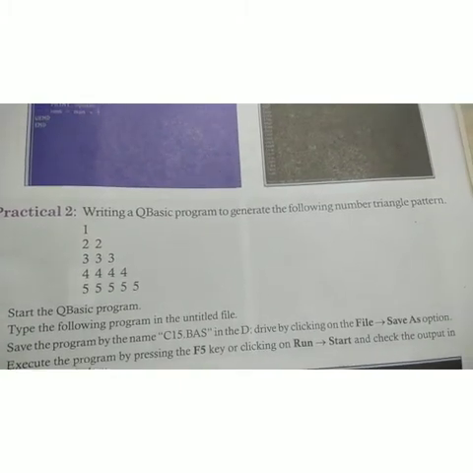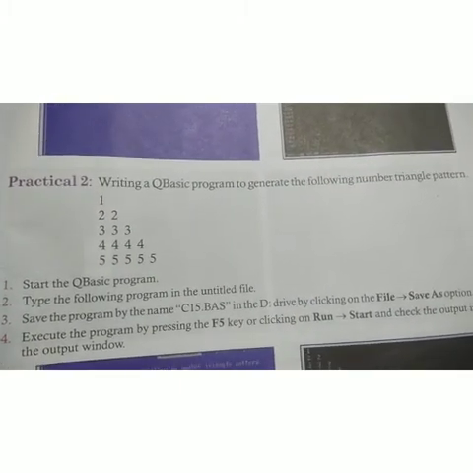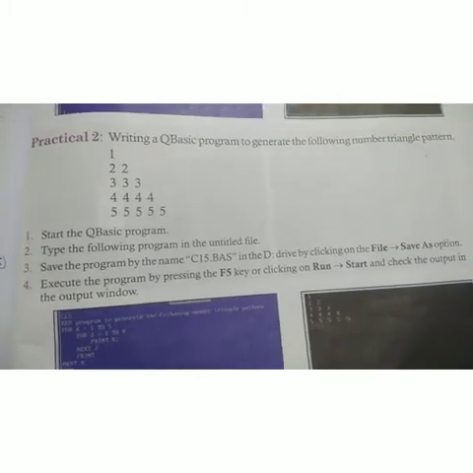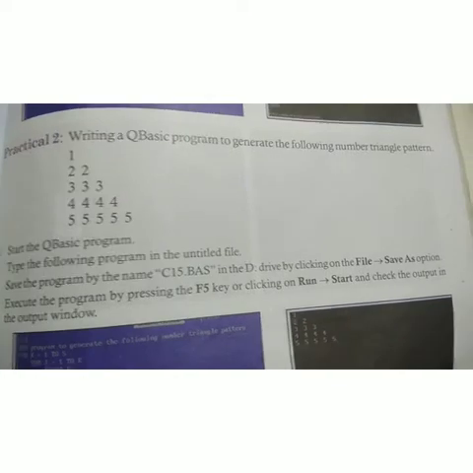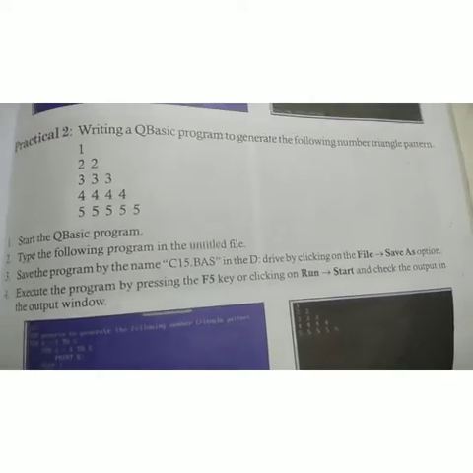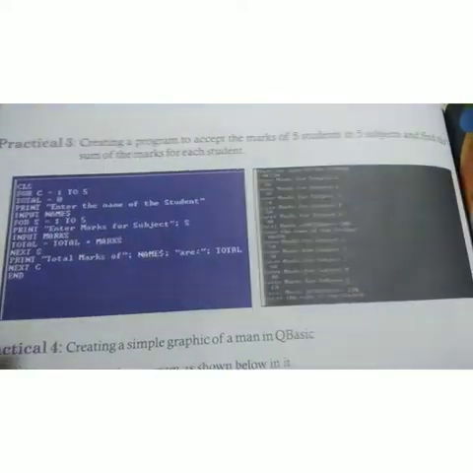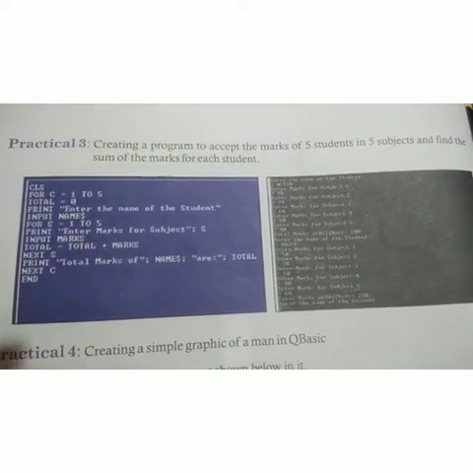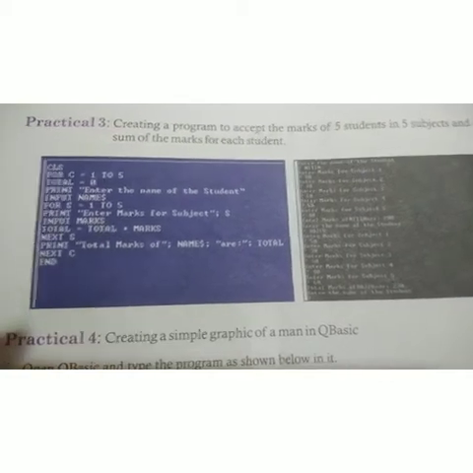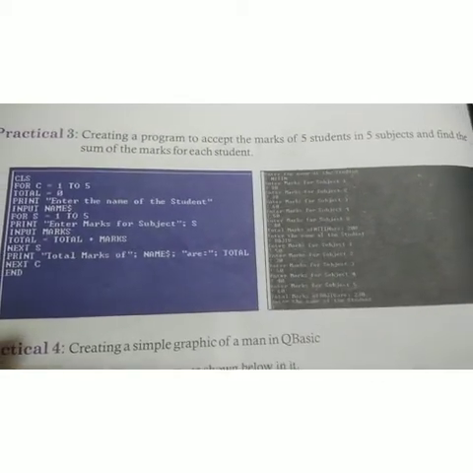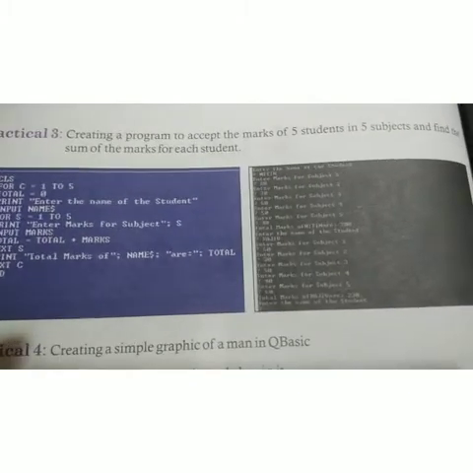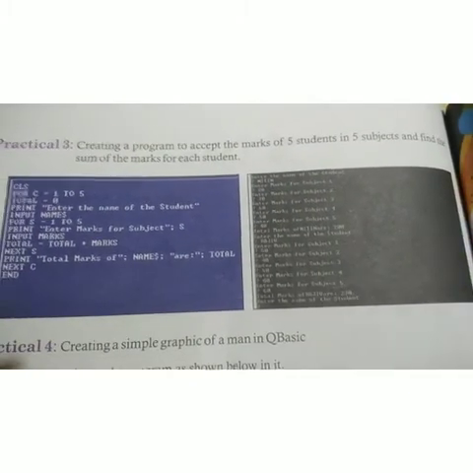Then second practical: writing a QBasic program to generate the following number triangle pattern. The triangle pattern is already given, so just follow all the steps and write it in the QBasic software, then run the program by pressing the F5 key. Then third practical: creating a program to accept the marks of 5 students in 5 subjects and find the sum of the marks for each student. Just write the program, with the code as the blueprint, and you can see the output on the other side in a black screen.